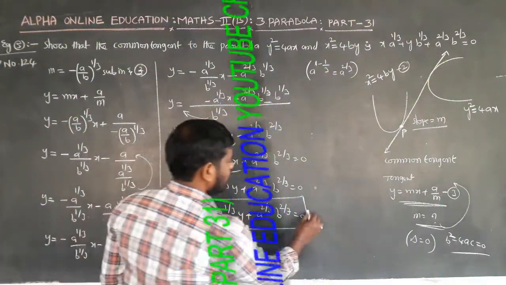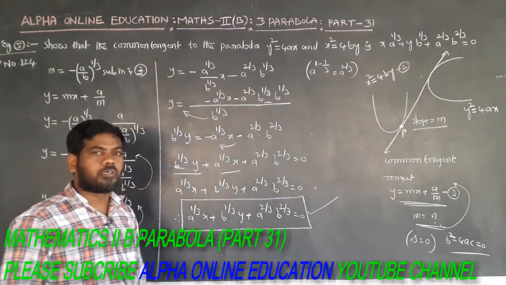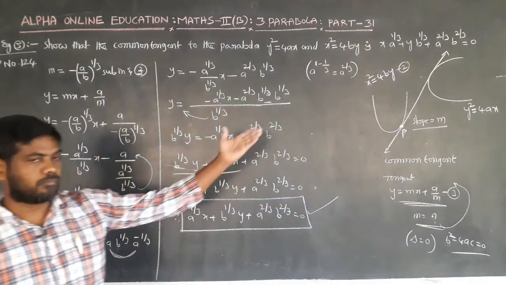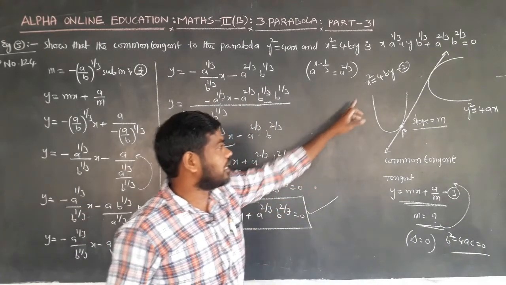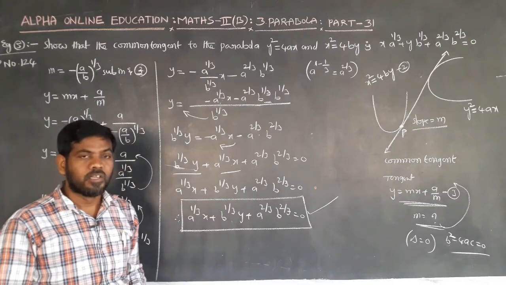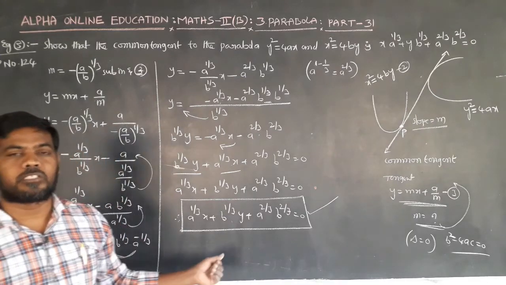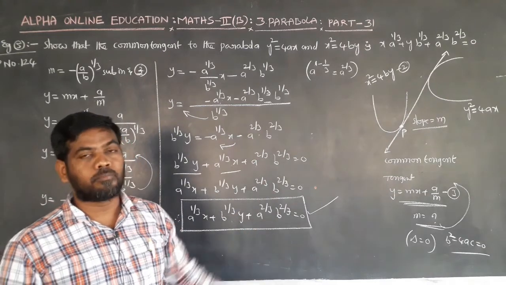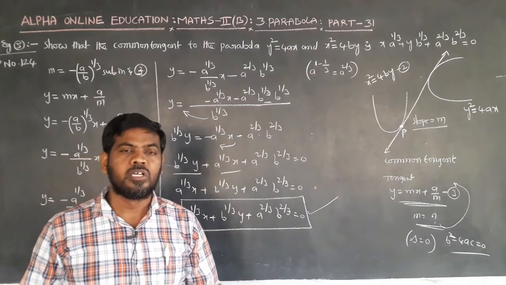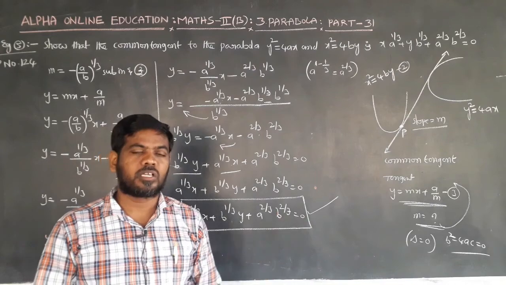This is the equation of the common tangent to the parabolas y square is equal to 4ax and x square is equal to 4by: a power 1 by 3 x plus b power 1 by 3 y plus a power 2 by 3 into b power 2 by 3 is equal to 0. This is the most important problem.